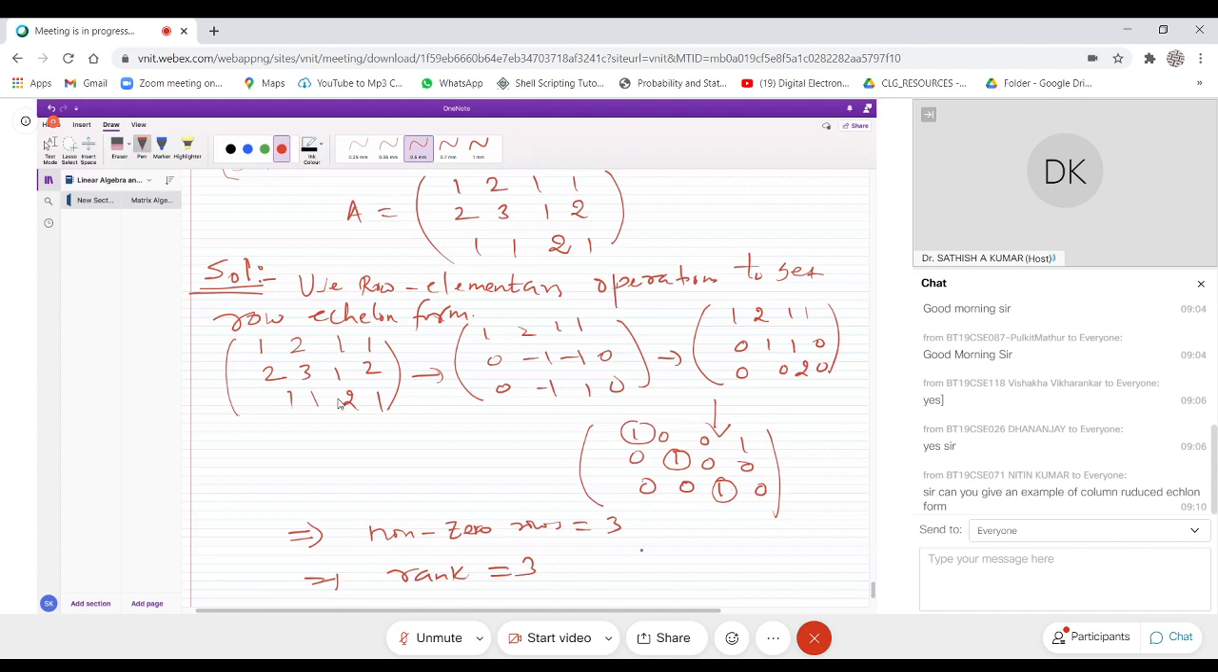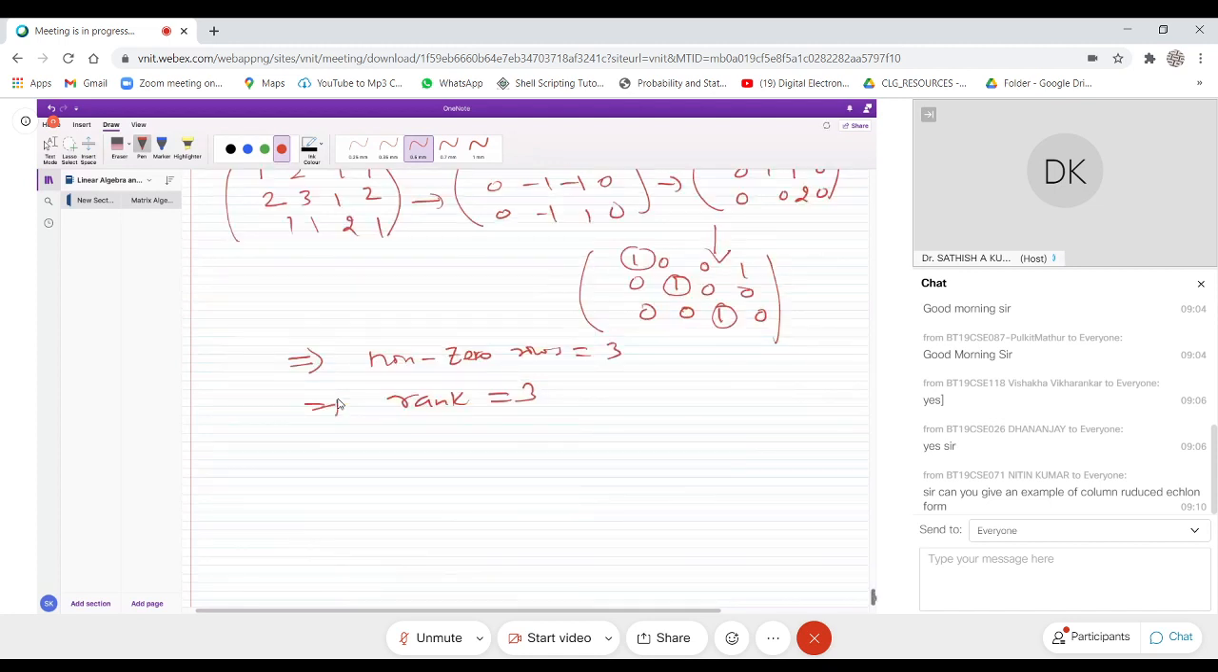Now you see this matrix is not a square matrix. It is a 3 by 4 matrix, and we are getting a rank of 3. So can we now see the column version? Now we'll use the column operations. Can we use column operations now?